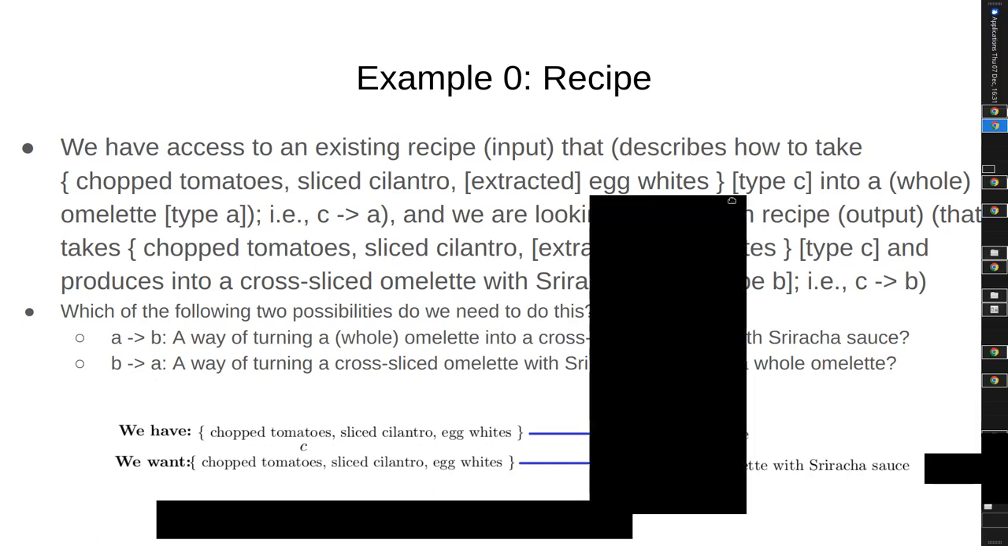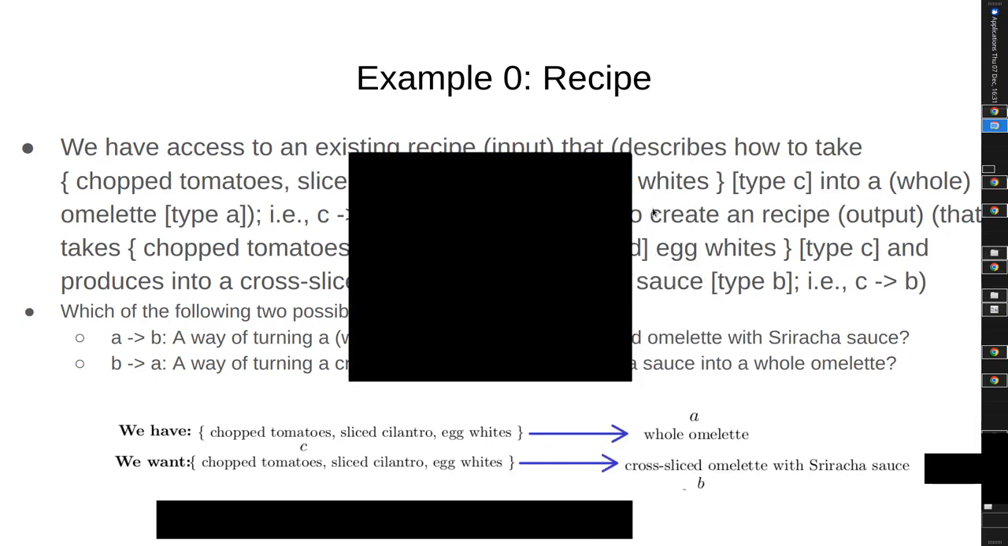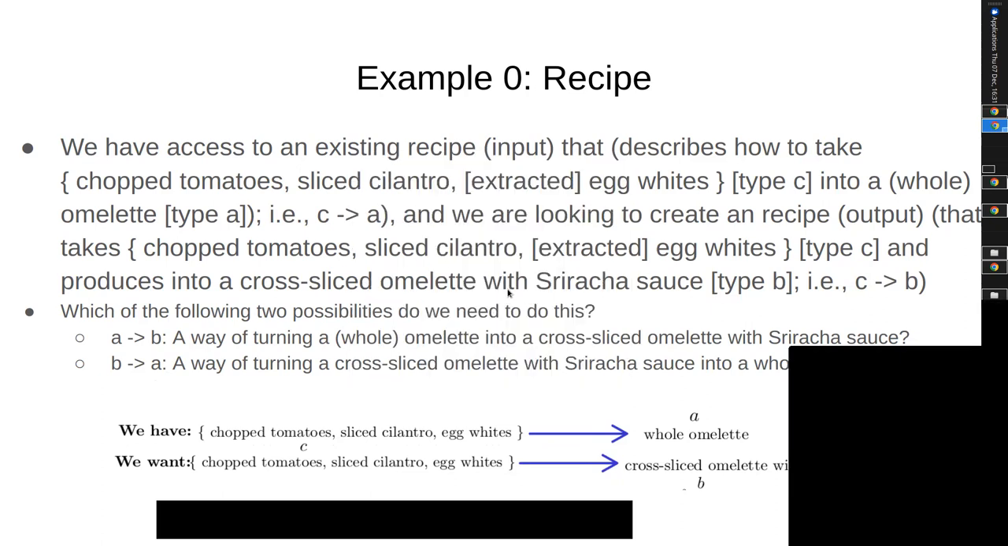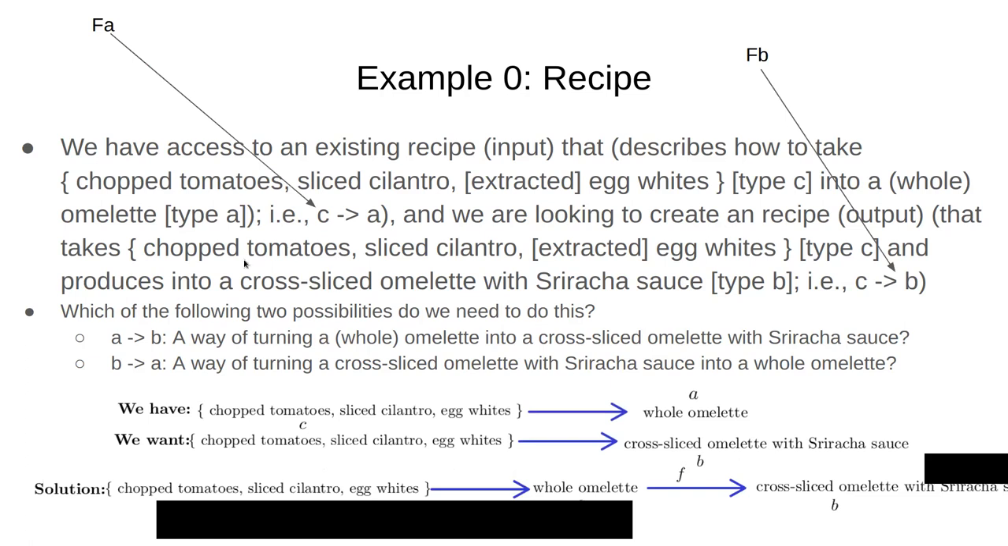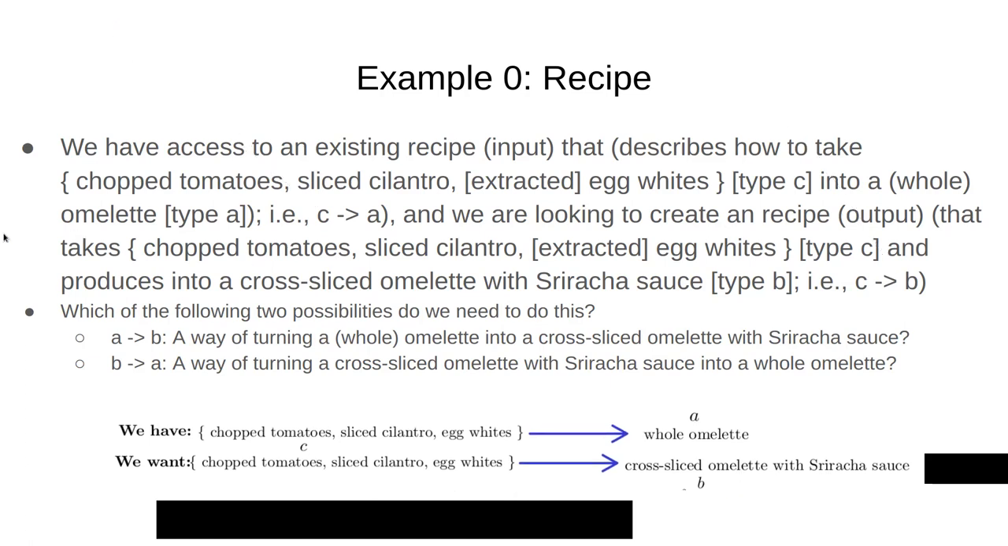What do we need in order to get what we want, which is a recipe that will give us a cross-sliced omelet? What do we need? A to B. A to B is exactly right, yeah. We know how to get an omelet as an output, and we want to do further processing on that omelet to get something that's cross-sliced. So we need something downstream. Something that goes from A to B.